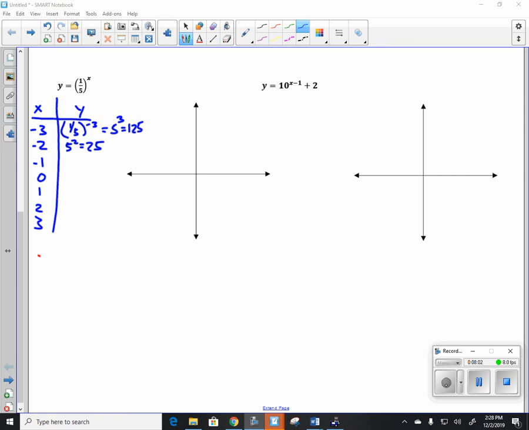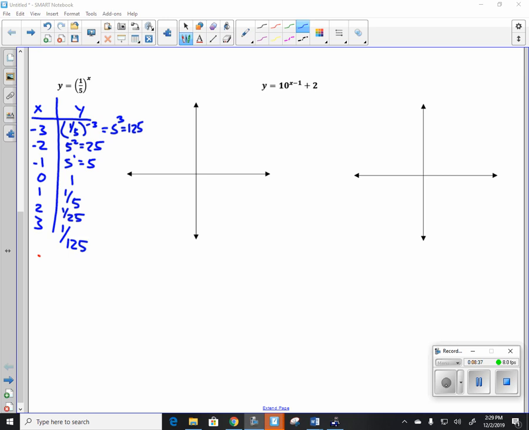And then I have 1/5 to the negative 1. 1/5 to the negative 1 is the same as 5 to the 1, which is, anything to the 0 is 1. 1/5 to the 1, 1/5. 1/5 to the 2nd. What's 1/5 times 1/5? 1/25. And then 1/5 to the 3rd power will give me.